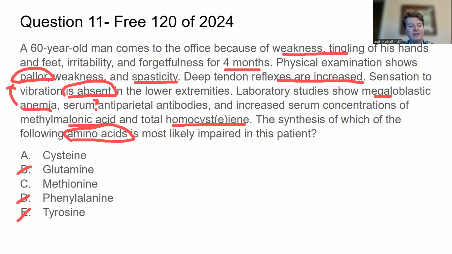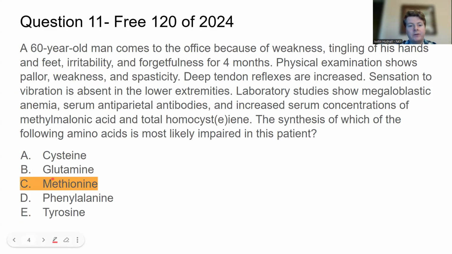So I'm left with cysteine and methionine. I know homocysteine is written in the question, obviously, and cysteine's a part of homocysteine. I can't really remember if cysteine comes above or below homocysteine, but I do know that methionine is needed. B12 is needed for methionine synthesis, so I would lead to my final answer being methionine, even though I can't necessarily rule out cysteine completely. And that is the right answer.